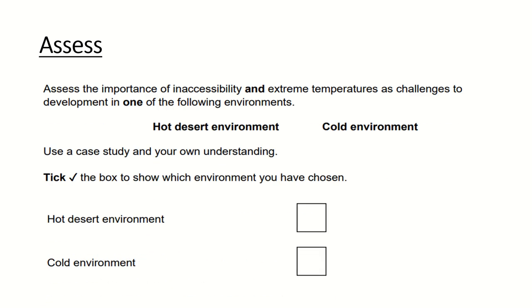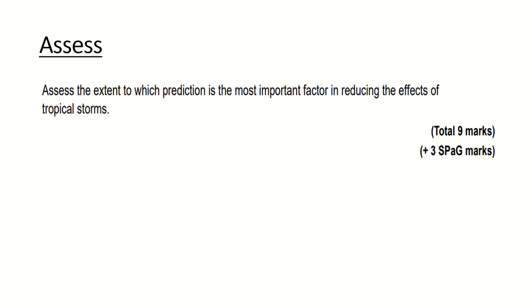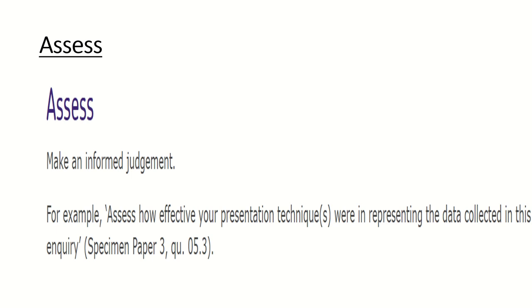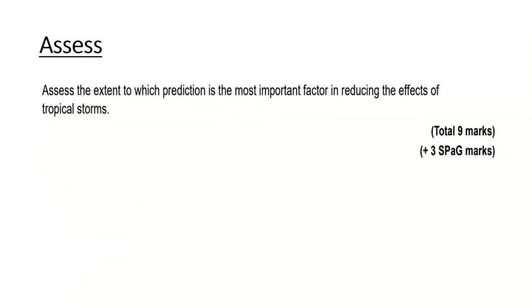So one of the words that come up quite a lot in the exam will be the assess style question. Now, what will this look like? It could be a 6 mark question where it says assess the importance of something, in this case, inaccessibility and extreme temperature. It could be assessing the extent to which something is the most important factor, or if we are looking at the exam board itself, it's making an informed judgment on something. Okay, so for this one here, if we are assessing the extent, that means we are looking for which factor is the most important, etc.